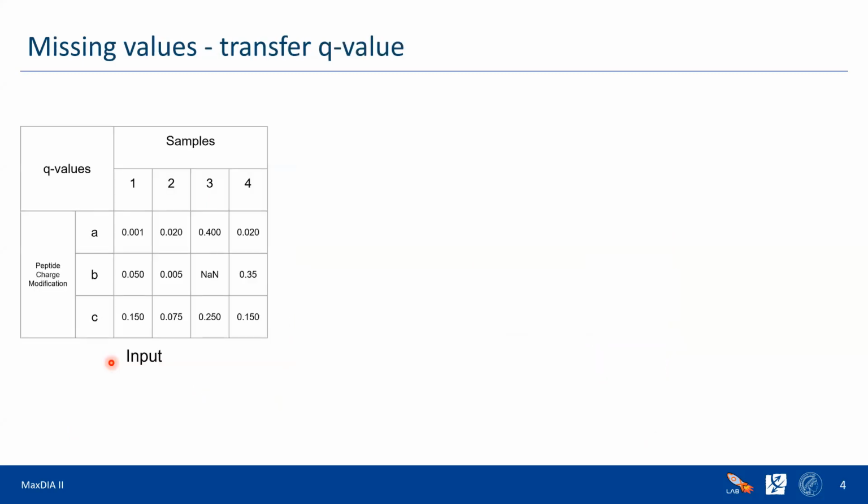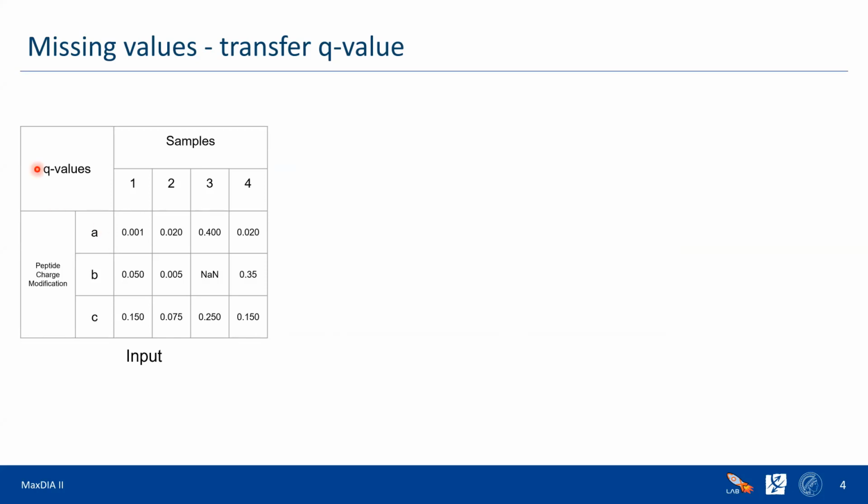Okay, cool. I think Jürgen mentioned a parameter which is actually very important, the transfer Q-value. In order to understand how the transfer Q-value works, let's go through a very basic example. We have 4 samples, and now we focus on just 3 peptide charge-modification unique combinations, let's say A, B, and C.